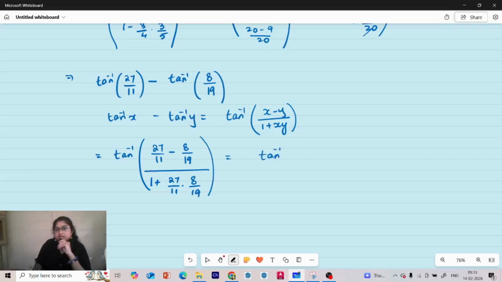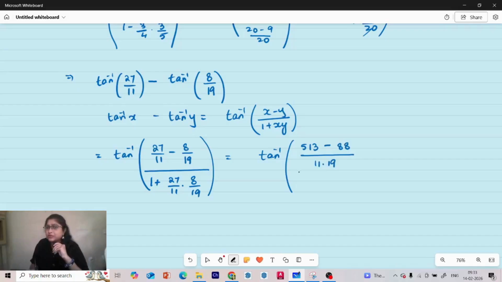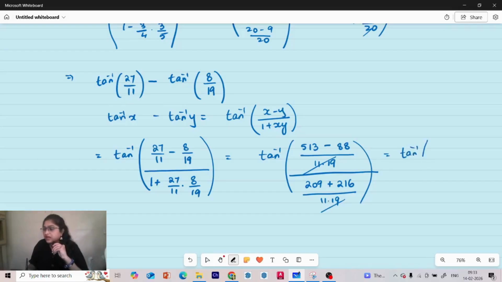So that's equal to tan inverse of 27 into 19, which is 513, minus 11 into 8, which is 88, by 11 into 19. We don't have to multiply that out because the denominators cancel. Then 11 into 19 below is nothing but 209, plus 27 into 8 is 216. So this cancels, and we will be left with tan inverse of 425 by 425. So this and this will get cancelled, which is just 1.